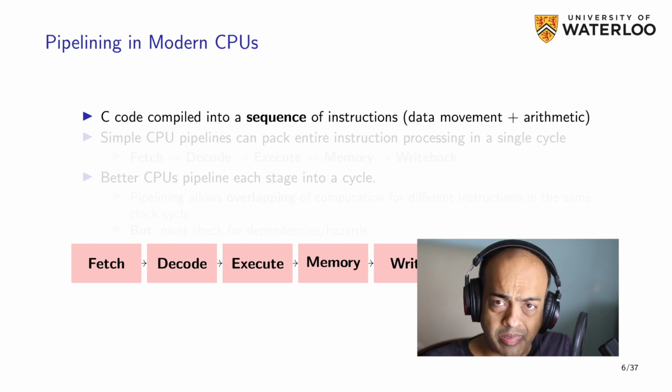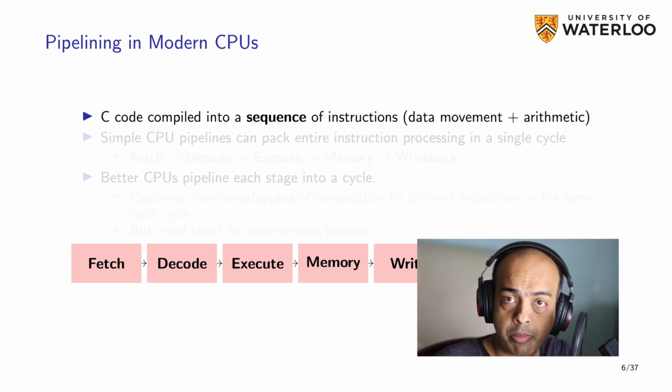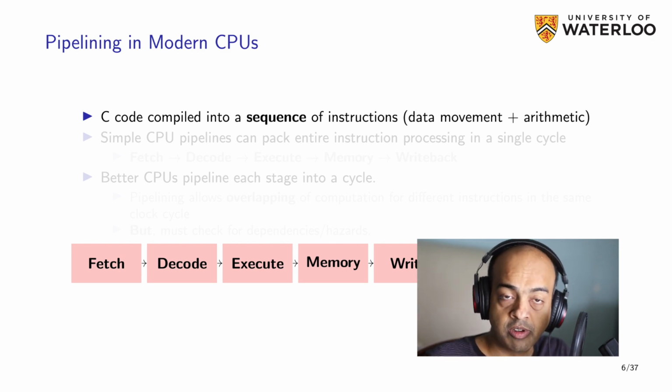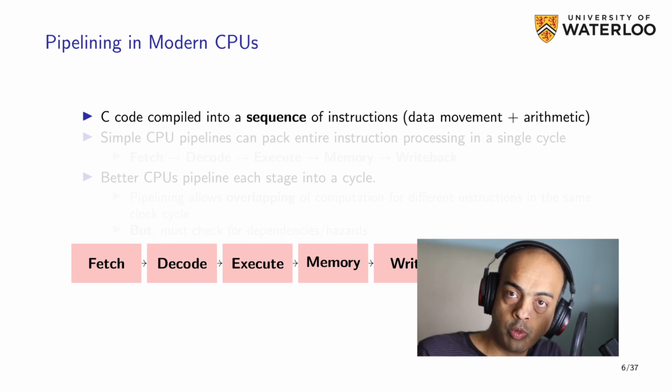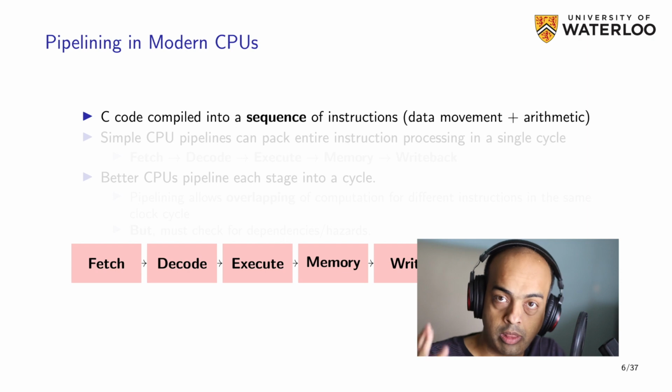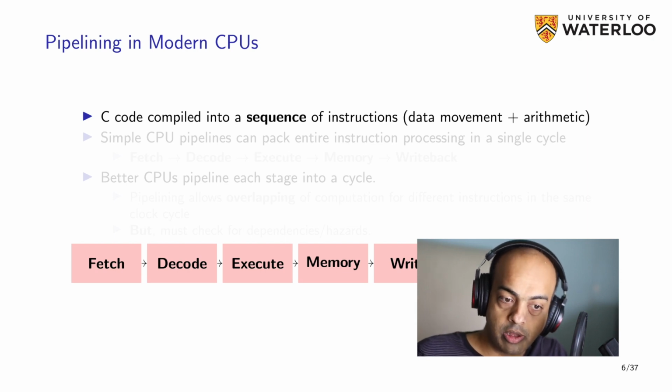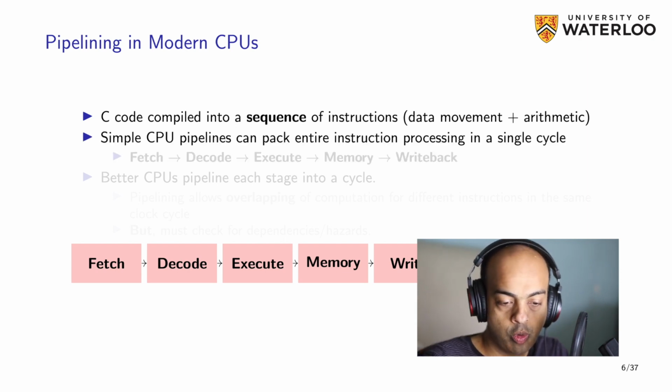Let's move on to understanding how processor pipelines work. That's our first step here. Remember when you compiled C code, you produced a sequence of instructions that's going to run on your hardware, and then your hardware is going to operate on these instructions one by one. It's going to operate on them in sequence.